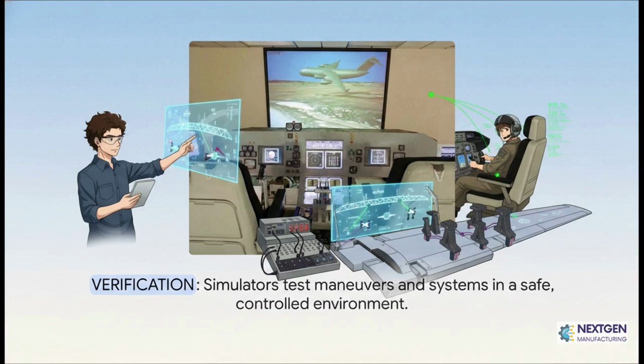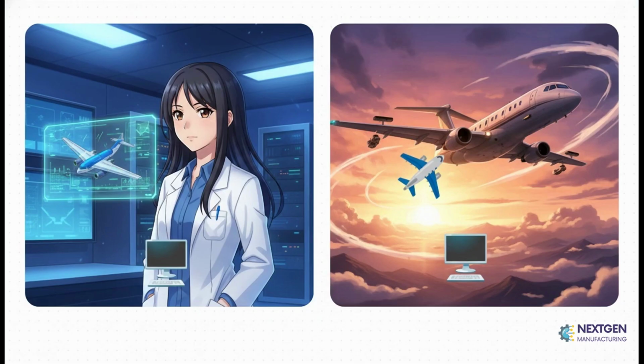But they are not the final word. And this distinction is so important. Ground verification is all about control. It's about testing the knowns in a predictable lab environment. In-flight testing, on the other hand, is all about reality. It's about encountering the unknowns and seeing how the entire, fully integrated system actually performs when it really, truly matters.